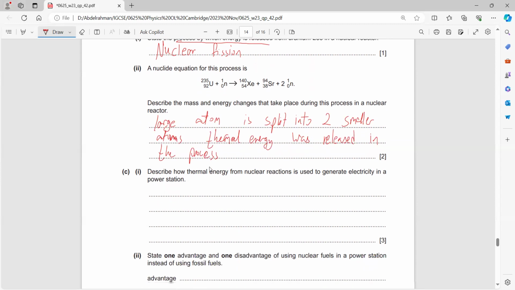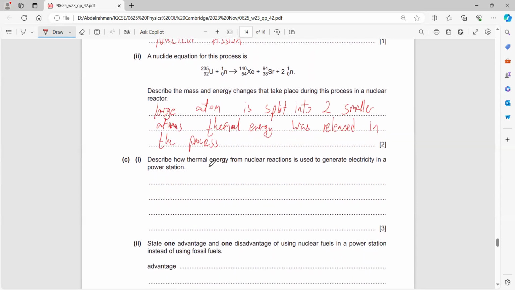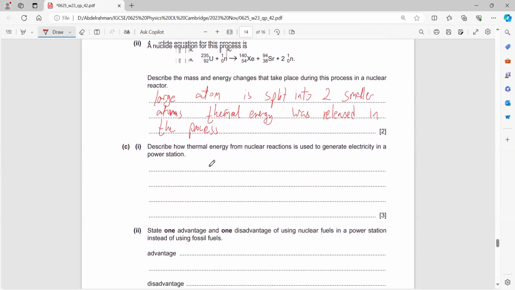Describe how thermal energy from the nuclear reactions is used to generate electricity in the power station. This is an old question. How do we use this thermal energy to generate electricity?